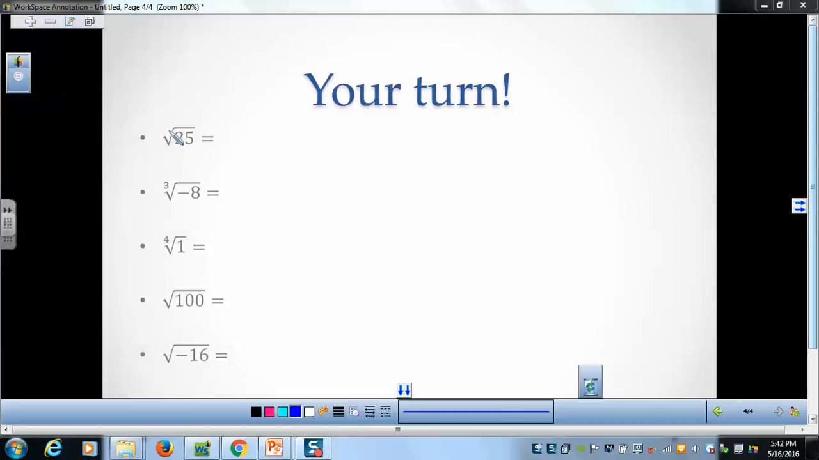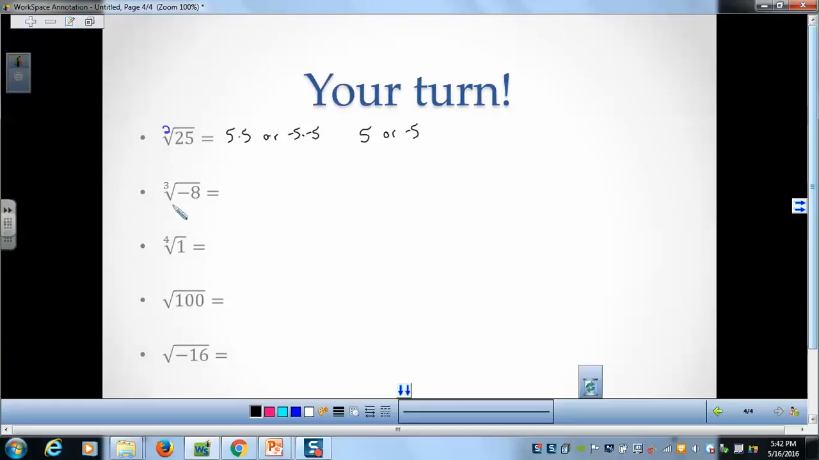So remember, if there's no number here, this is really a 2, and it's asking for the square root of a number. So what number times itself twice gives us 25? That could be 5 times 5, or negative 5 times negative 5. So we have our two solutions.